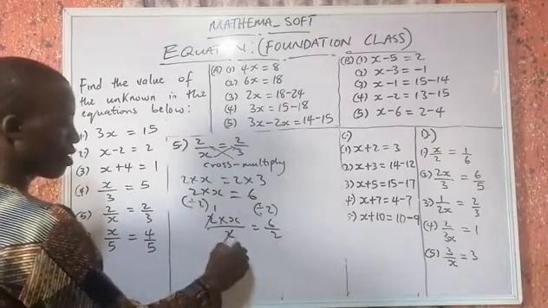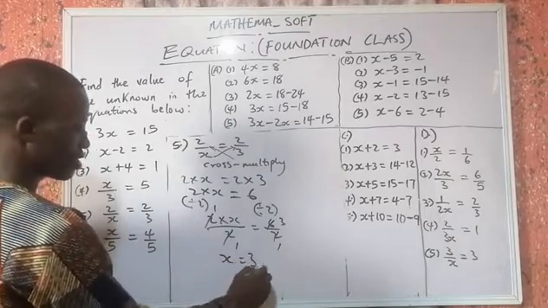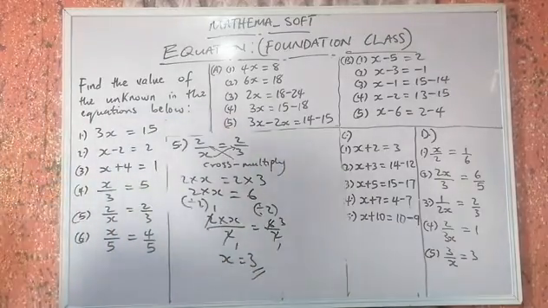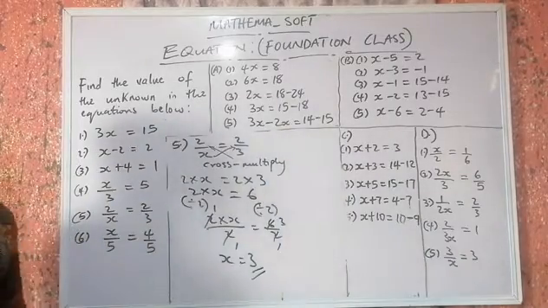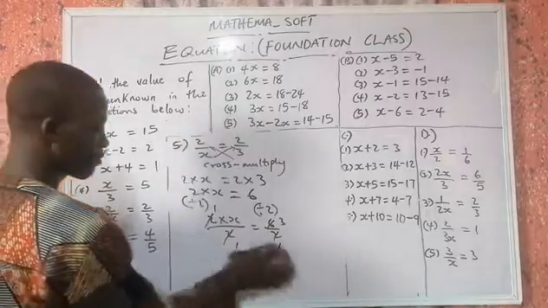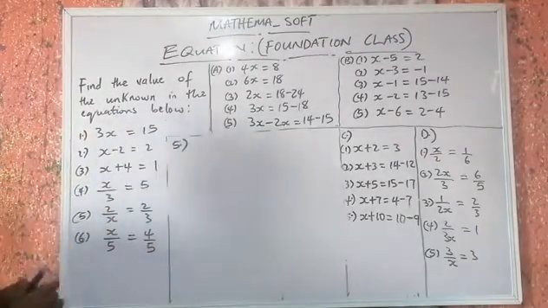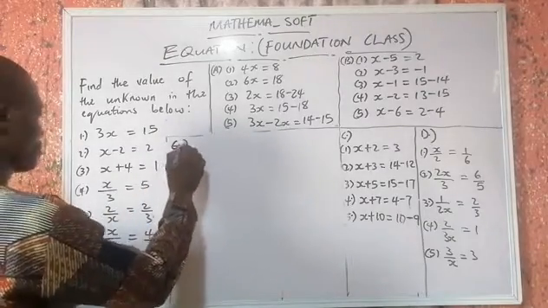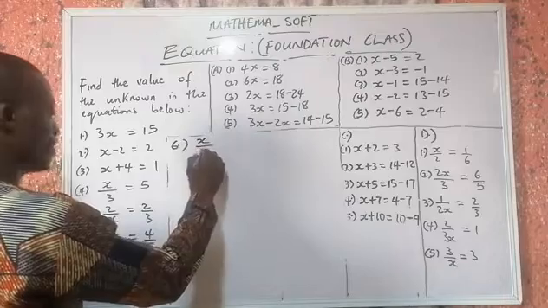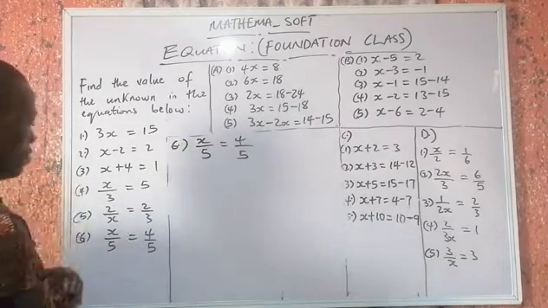2 cancel 2, 1, 1. 2 here 1, 2 here 3. So x equals to what? 3. So that would be the answer to number 5. So let's look at number 6. Number 6. I have x over 5 equals 4 over 5.